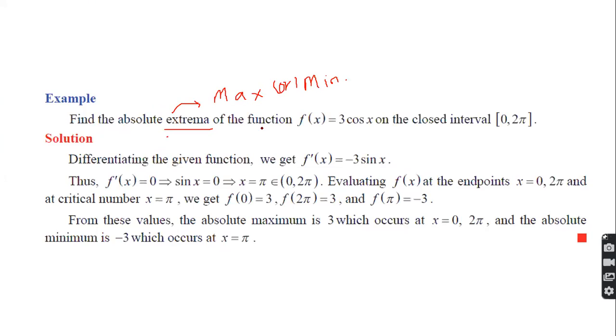Find the absolute extrema of the function f of x equal to 3 cos x on the closed interval 0, 2 pi. See, always cos x lies in between 0 to 2 pi only, because what is pi? Pi is 180 degree, and 2 pi means 360 degree. Cos and sine, both of them lie between 0 to 2 pi only.